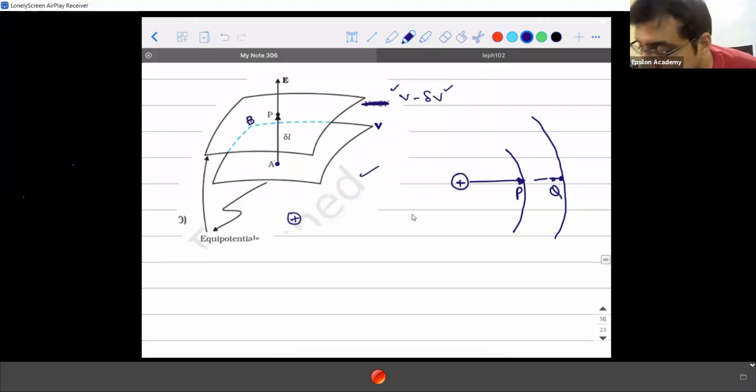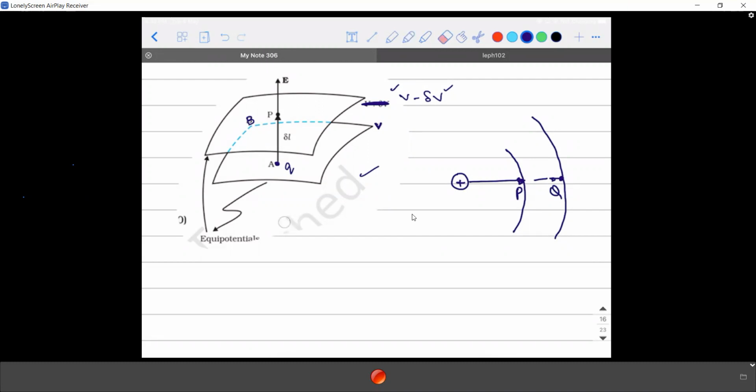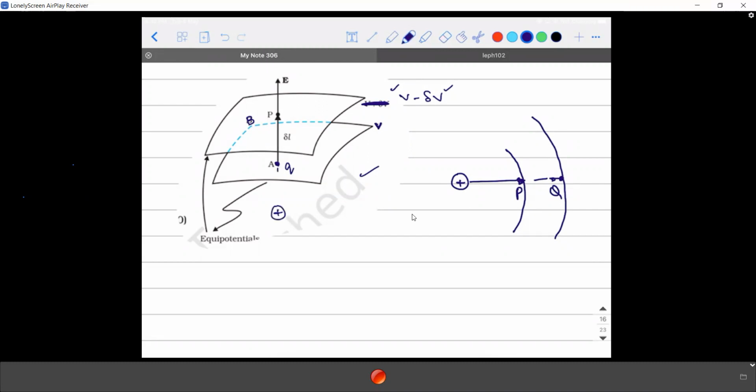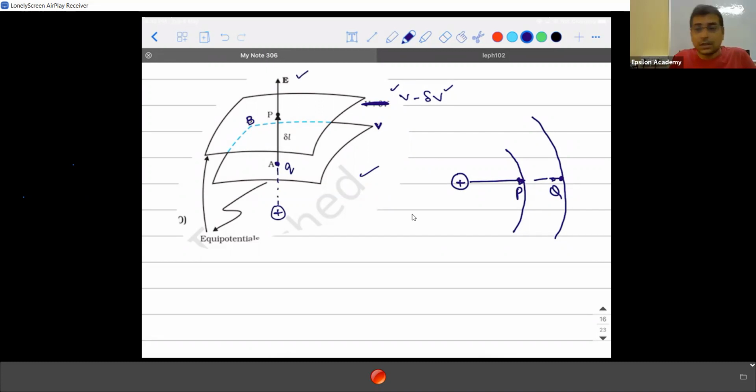Now what I am doing is, I have a test charge Q, which I am trying to move, listen to this carefully, from one equipotential surface to another along the direction of electric field. So due to this positive charge, what is the direction of electric field? Upwards. That is this E. Now I have a charge Q which I am moving from a point on the equipotential surface A to another point on the equipotential surface B, exactly along the direction of the electric field.